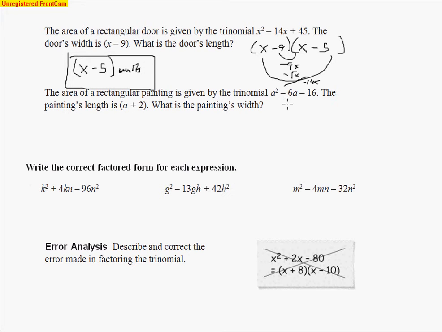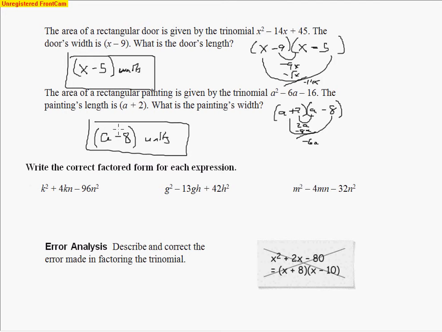One of the lengths is a plus 2, so we already know a plus 2 is the length. To find the width, the numbers need to be opposite in sign, so it's going to be an a minus. 2 times 8 makes 16. Let's see if those add, though, to make negative 6. So this is 2a, negative 8a, yes, they make negative 6a. So a minus 8, that is the units, that is the width of the painting.